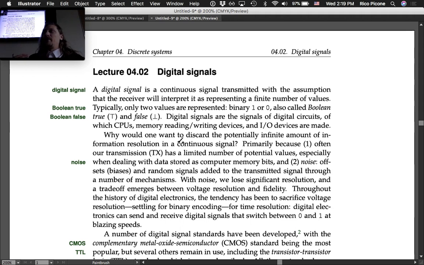So when you transmit that bit, it's not very useful to be able to represent an infinite number of things with that signal. Representing just 2 things is sufficient. So that's one reason. And 2, noise. Offsets or biases and random signals added to the transmitted signal through a number of mechanisms. So when you transmit a signal, you lose some of that ability to have a lot of different representations because you're going to have noise and the signal is going to wander around.